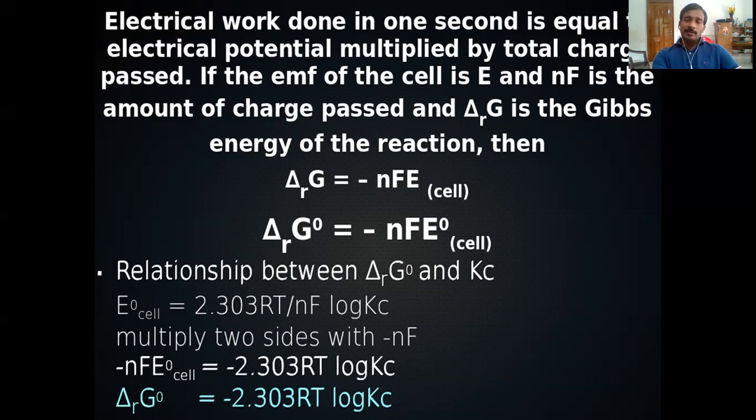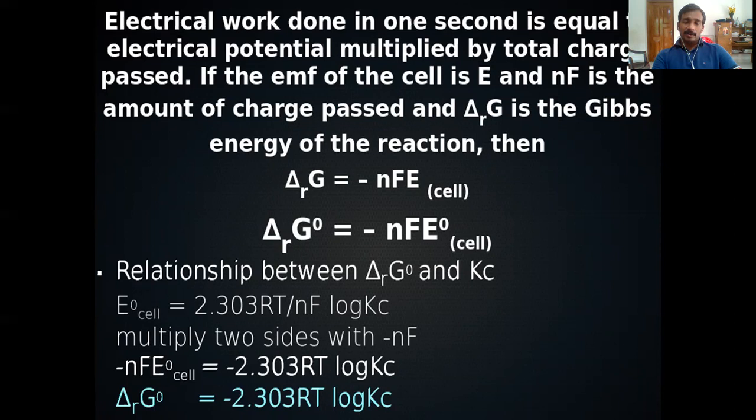If the EMF of the cell is E and nF is the amount of charge passed, then delta G is the Gibbs energy of the reaction. Then delta G is equal to minus nF E cell, or delta G0, the standard free energy change, is equal to minus nF E0 cell. This is also a very useful equation, and you have to remember it.